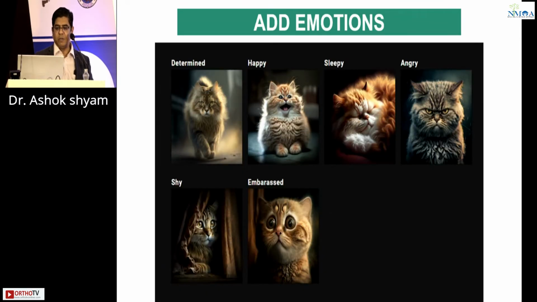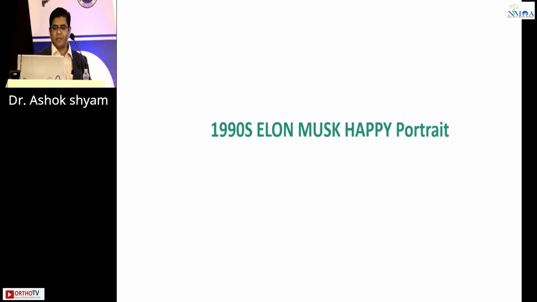your image. You can even add emotions. So you can add happy or sleepy or angry. So all these prompts are important for you to get the image that you want. It is not magic. It has to be prompted properly. So I write here 1990s Elon Musk happy portrait. So I put a time, I put an emotion also. And portrait is the style for me.